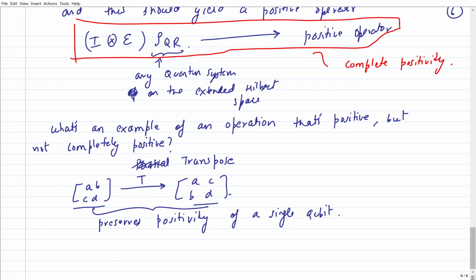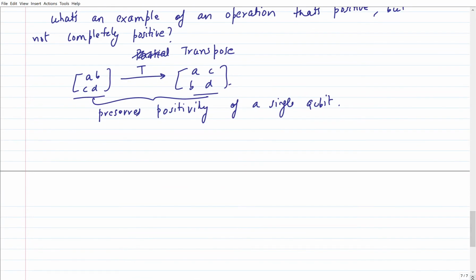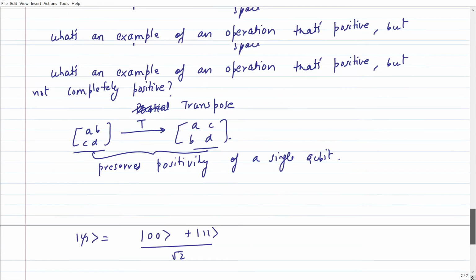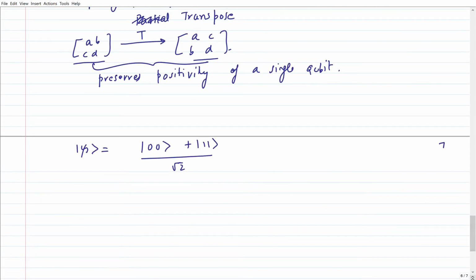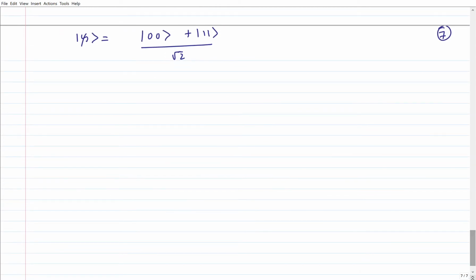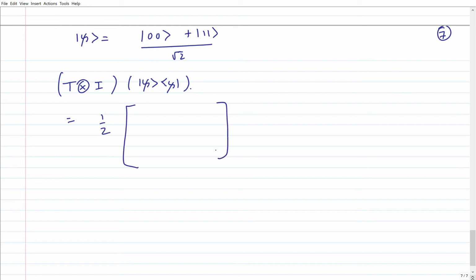So what I'm going to do is apply, let's consider a 2-qubit state which is maximally entangled, this guy. So this is a Bell state, a maximally entangled state. Now what I do is apply transpose to the first qubit, I do nothing on the second qubit, and I have applied this to the density matrix of the Bell state. And what do I get?